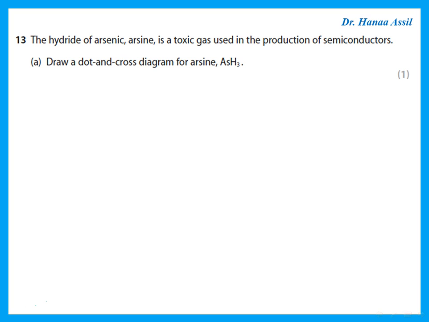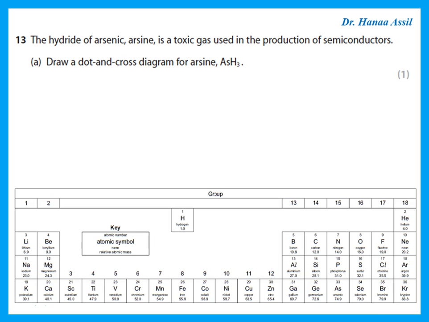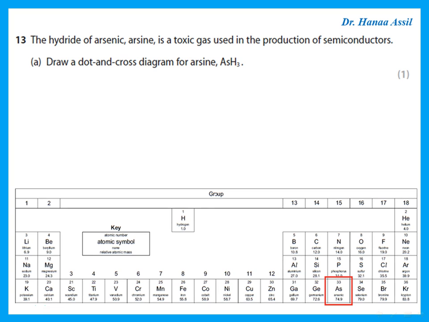Question 13 says the hydride of arsenic, which we call arsine, is a toxic gas used in production of semiconductors. Draw a dot and cross diagram for arsine. Okay, how do we draw dot and cross diagrams? We look for As. Where is that? It is in group 5 or in group 15. So that means it has 5 electrons in its outermost shell.